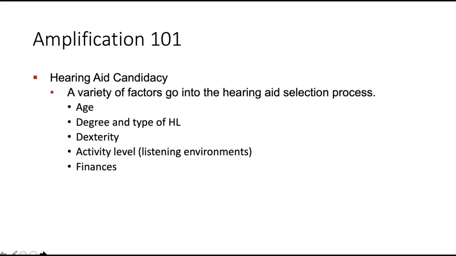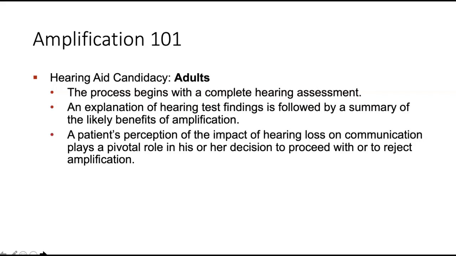We look at age, degree of hearing loss, type of hearing loss, their dexterity, their activity level, and their finances. In particular, dexterity is extremely important. If they cannot manipulate the hearing aid, change the battery, put it in, take it out, it's not a good fit. Their activity level, listening environments. Are they in very challenging listening environments? That might help us guide, do they need a higher level digital product? And of course, finances. People have to be able to pay for them. It's mostly out of pocket. Some insurance companies have a limited benefit for hearing aids, but it's mostly out of pocket.